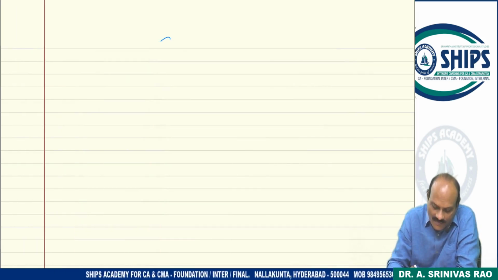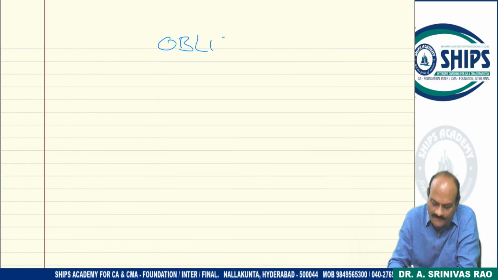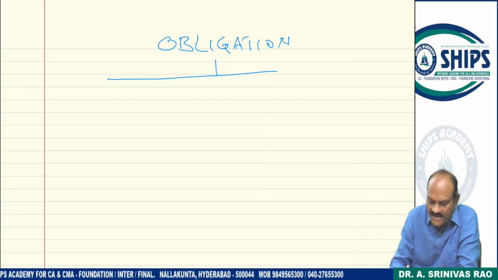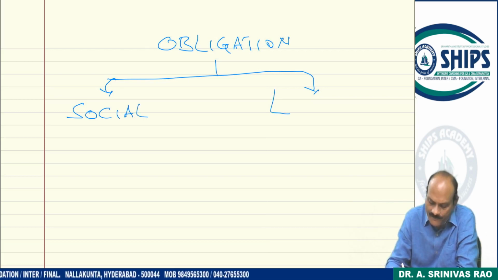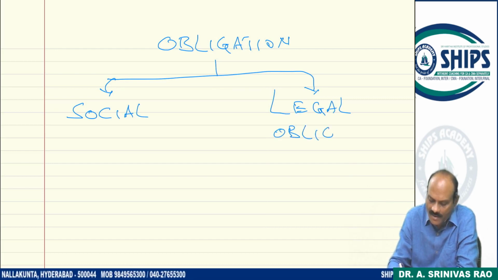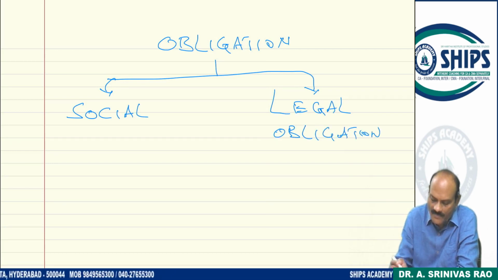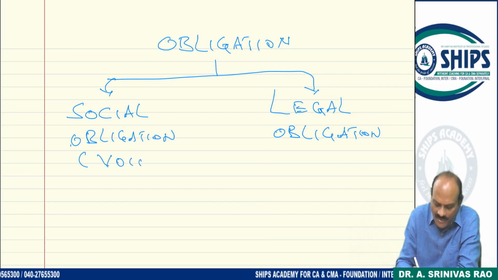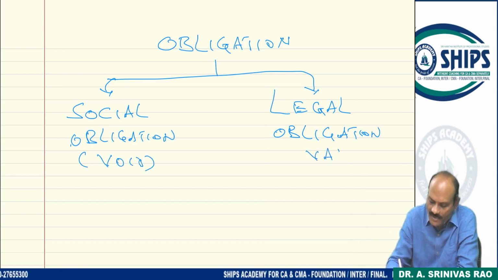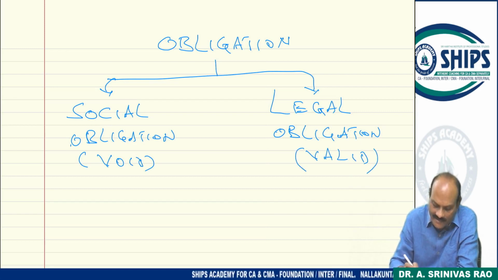Now tell me guys, obligation. Write down. This obligation is classified into two types. One as a social obligation, the other one as a legal obligation. Social obligation is void, legal obligation is valid.